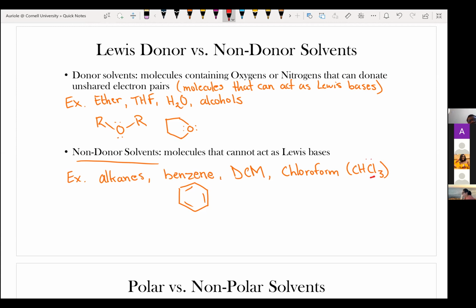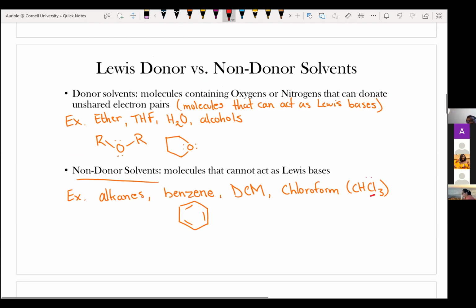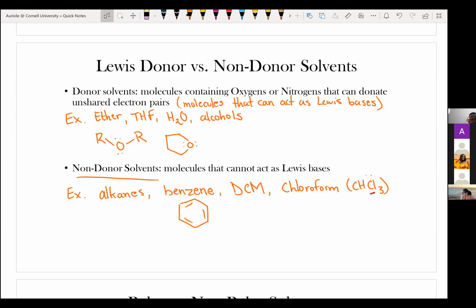What do you mean by Lewis base? Can you clarify that? Yeah. So a Lewis base is just any kind of molecule that is able to donate unshared electron pairs. Does that answer your question? So something like, okay.